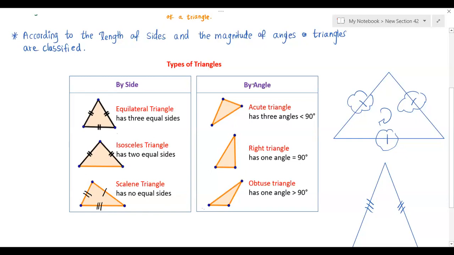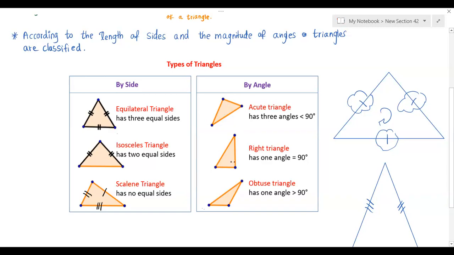Then by angle, it is according to the magnitude of each of the angles. Now look at this case. Actually there is no way to denote the size of the angle except the 90 degree. To denote the acute angle you have to identify that it is less than 90 degree, that means all the angles are less than 90 degree. By looking at the triangle you should be able to identify this. And here, right angle triangle.